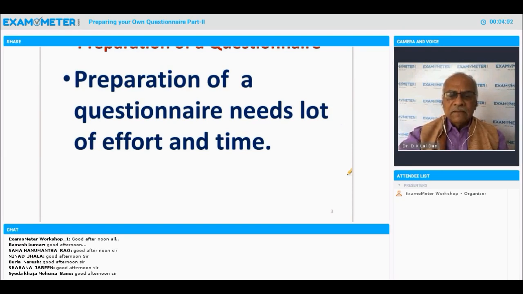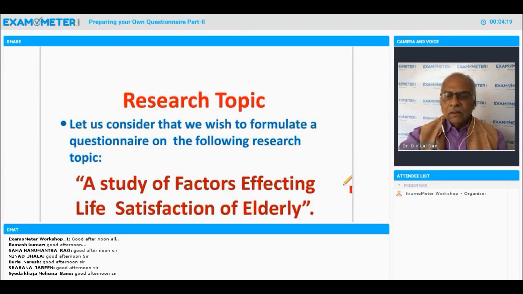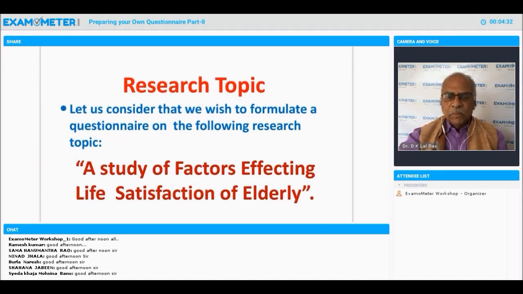Preparing a questionnaire needs a lot of effort and time. Let us take a research topic for which we will now learn how to prepare a questionnaire. Let us consider that we wish to formulate a questionnaire on the following research topic: a study of factors affecting life satisfaction of elderly. This is the topic on which we will try to learn how to prepare a questionnaire.